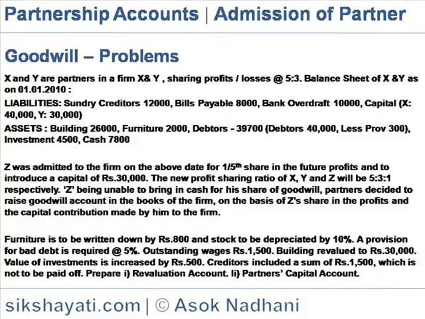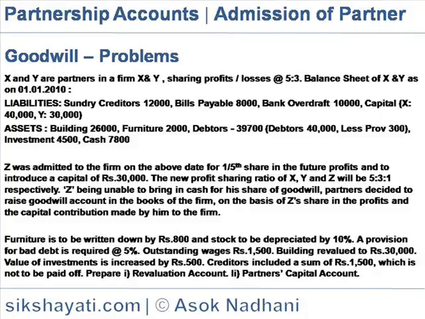Z was admitted to the firm on the above date for 1/5 share in the future profits and to introduce a capital of 30,000. The new profit sharing ratio of X, Y and Z would be 5:3:1 respectively. Z, being unable to bring in cash for his share of goodwill, the partners decide to raise a goodwill account in the books of the firm on the basis of Z's share in the profit and the capital contribution made by him in the firm.